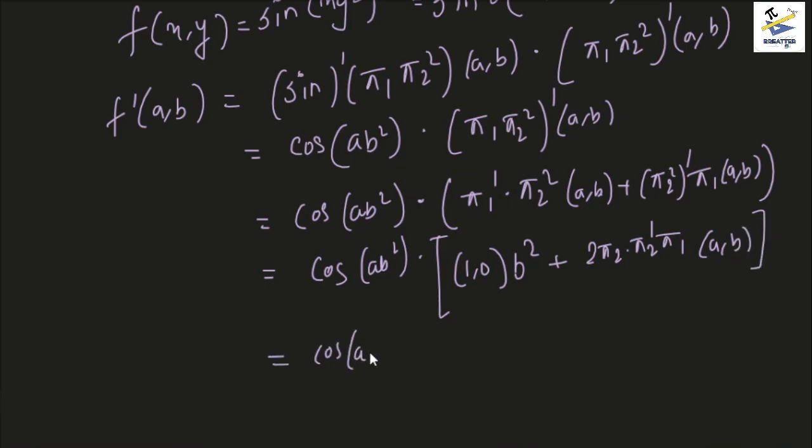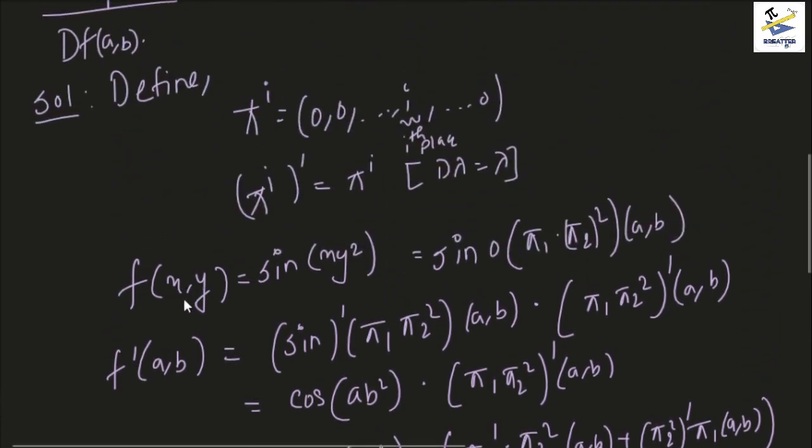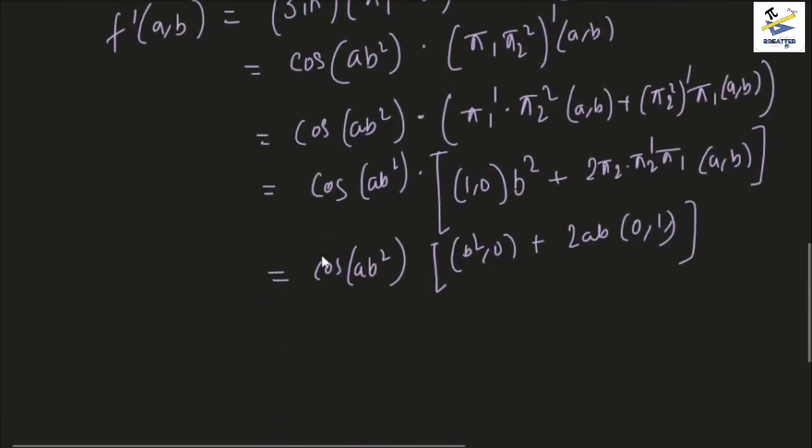So this is cosine of a b squared, and this is basically (b squared, 0) plus 2 pi 2 pi 1. On putting the value, you get 2ab, and pi 2 prime is simply (0, 1), right? Because it's a two-dimensional vector. This is because we have two variables, x and y. That is why, when we are taking the linear transform, these are two variables. The basis pi 1 and pi 2 up to pi n are defined by the domain, which is R to the power n. So here the domain is R squared.